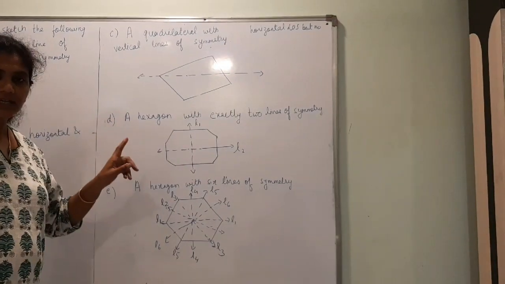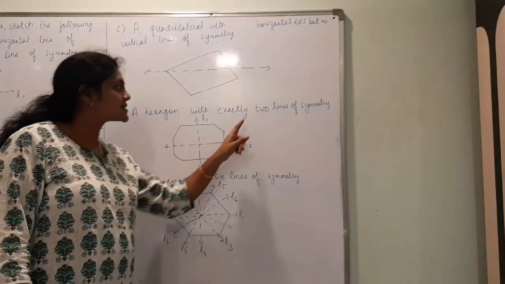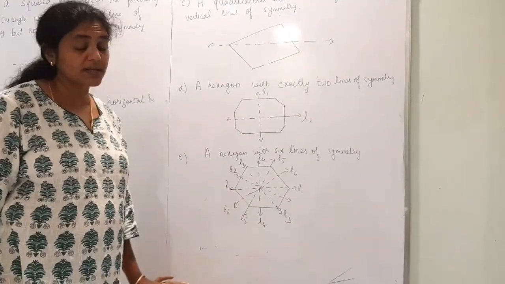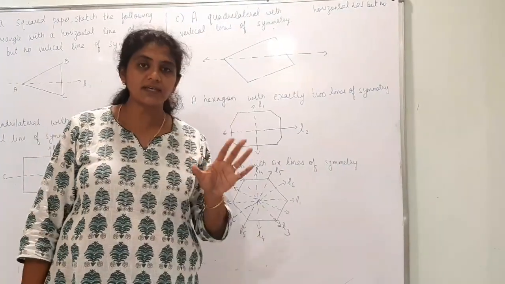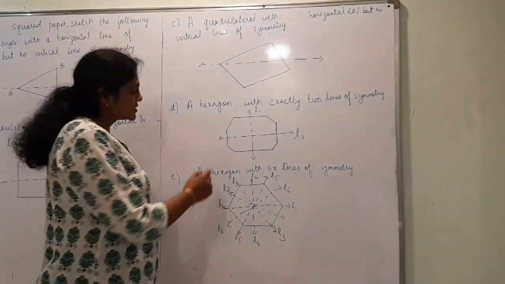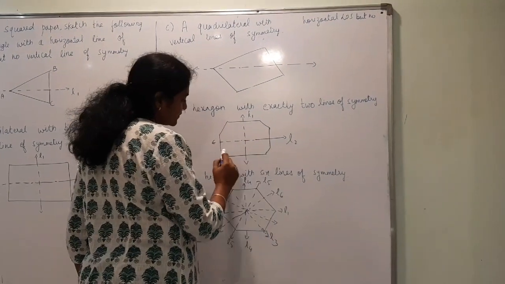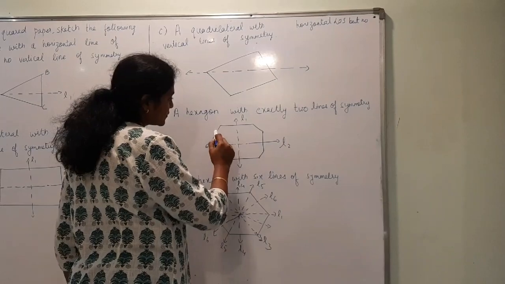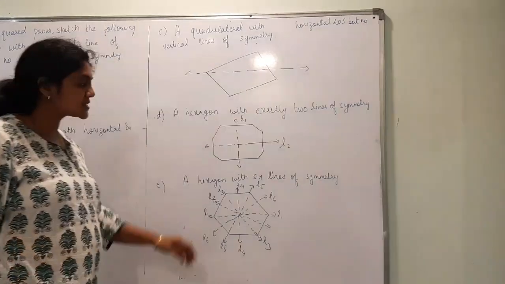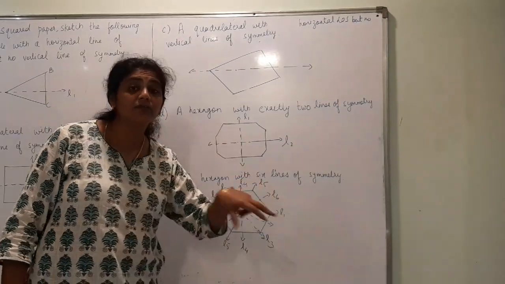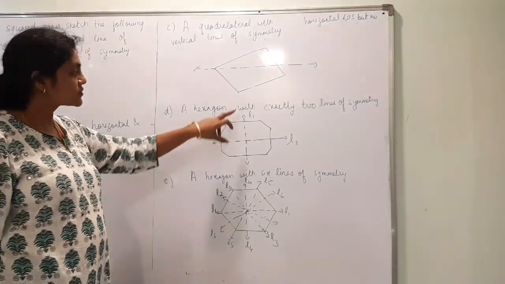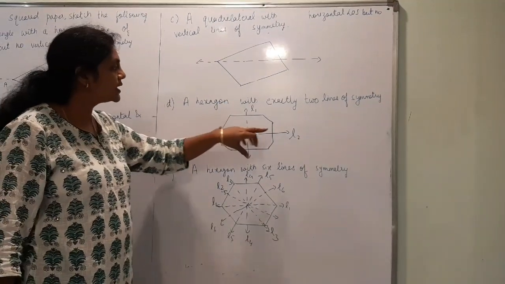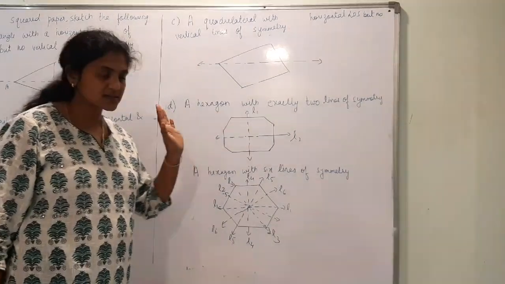Then is D, a hexagon with exactly two lines of symmetry. Hexagon means having 6 sides. So 1, 2, 3, 4, 5, 6. All sides are not equal here, right? So this is having only two lines of symmetry.